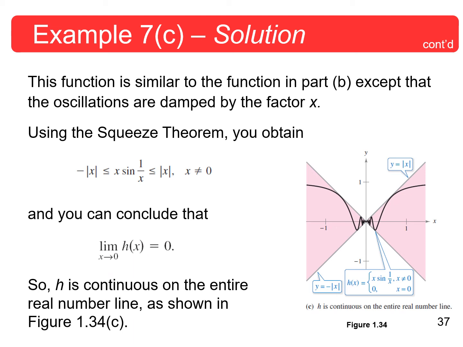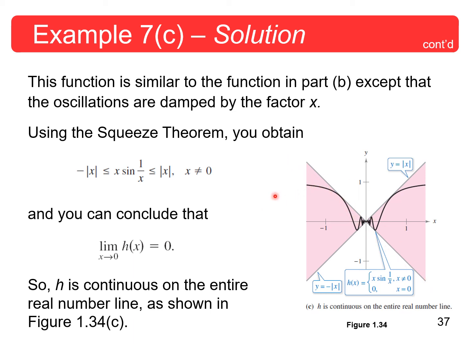So therefore, since h of 0 in the definition is also equal to 0, the function is continuous on the entire number line. And you can actually verify that on the figure here.